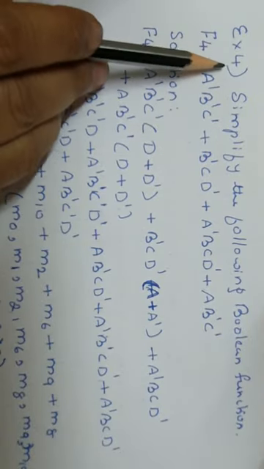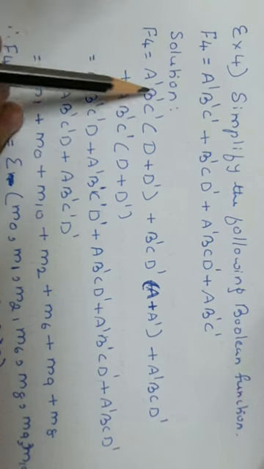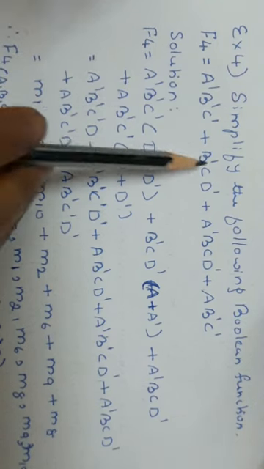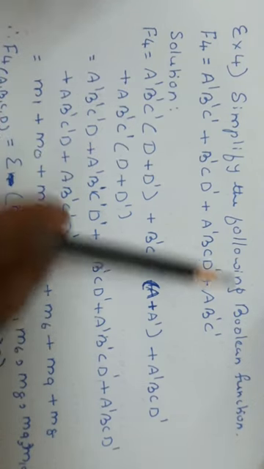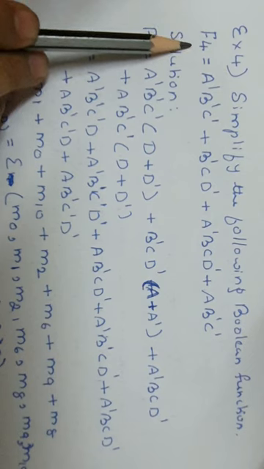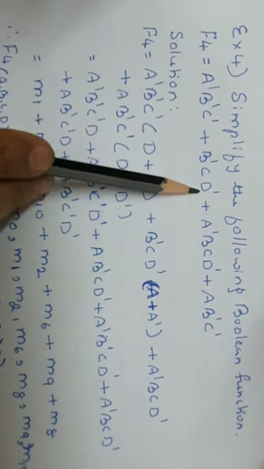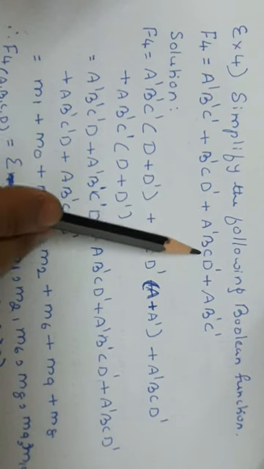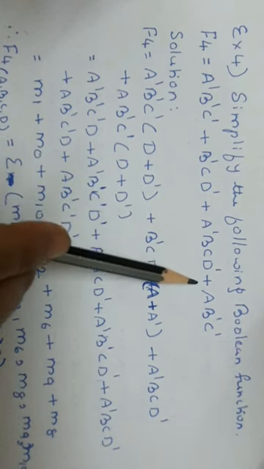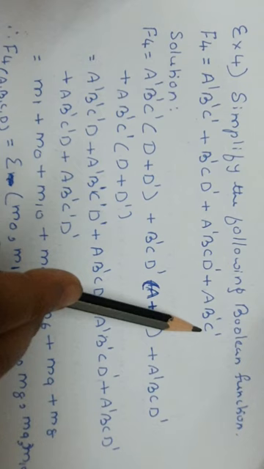Next, we shall solve example 4. This is a little bit different problem. Simplify the following Boolean function F4 equal to A dash B dash C dash or B dash C D dash or A dash B C D dash or A B dash C dash.